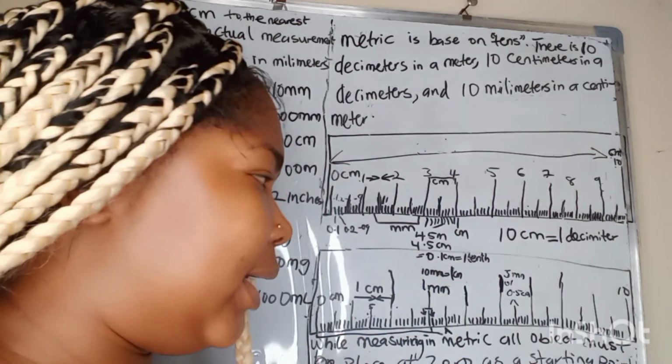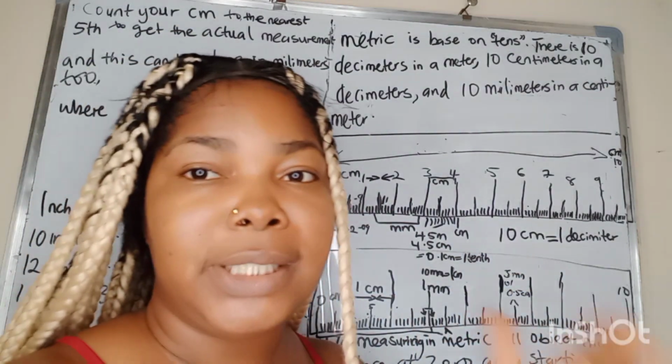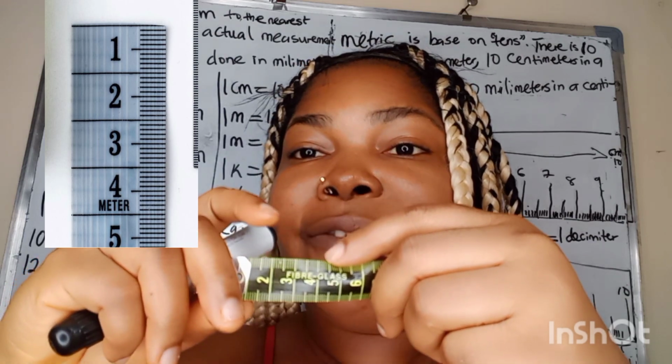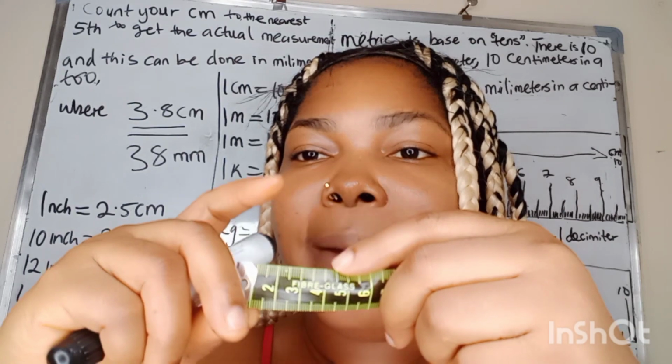So now, for instance, if you want to measure, like I said, your object must start at 0. Looking at this tape rule now, this is my centimeter, the longest line, right? This is the millimeters that I'm talking about. From this point to this point is 10 millimeters. The 10 millimeters is divided into 2, and this number here is called 0.5. You can call it 0.5 centimeter, or you call it 5 millimeters.